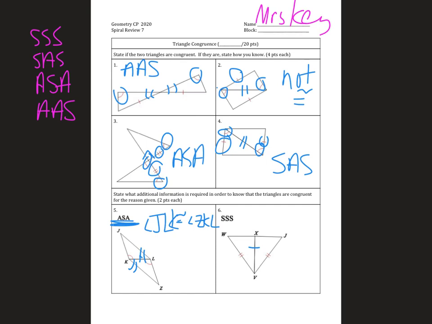Last one. So I have reflexive there. I want to show by side, side, side. So I have a side and I have a side, but I need another one. So I'm going to get my third one from here. So that's going to be WX is congruent to XJ is what I need, or JX. And then I can prove that the triangles are congruent by side, side, side.